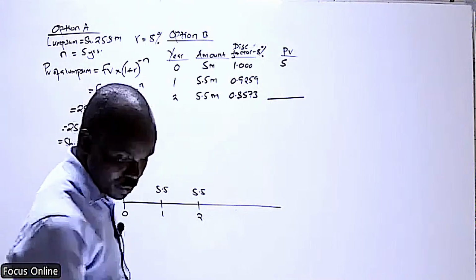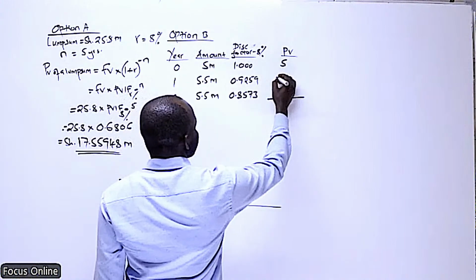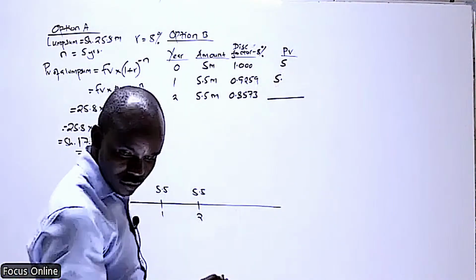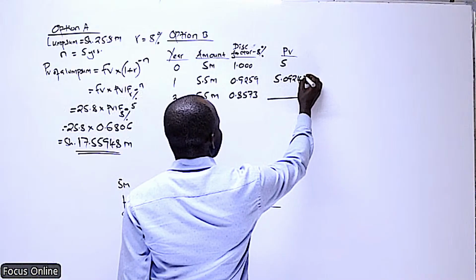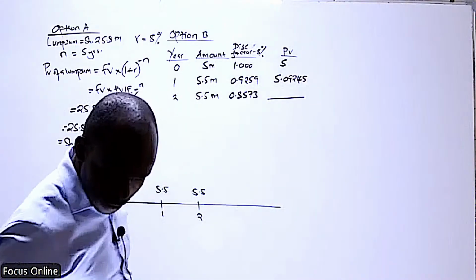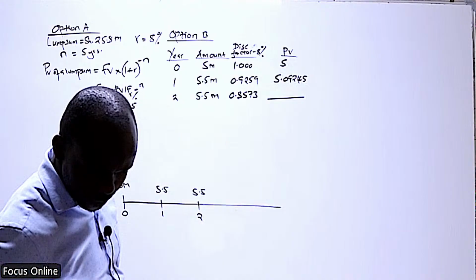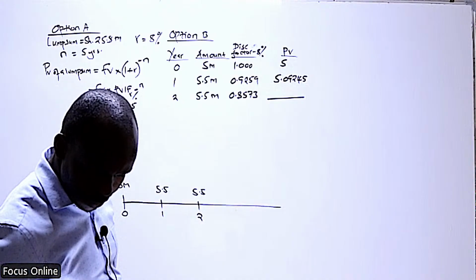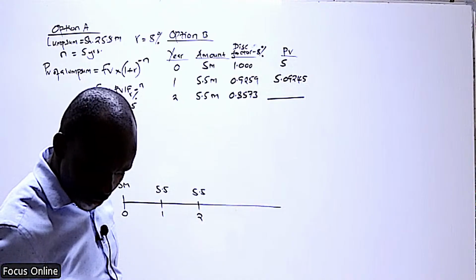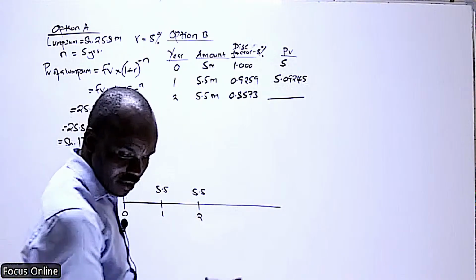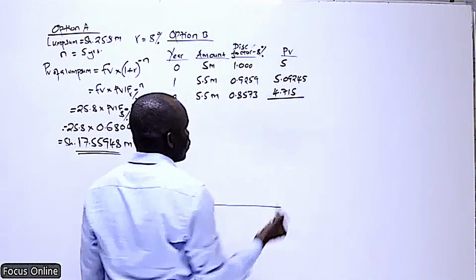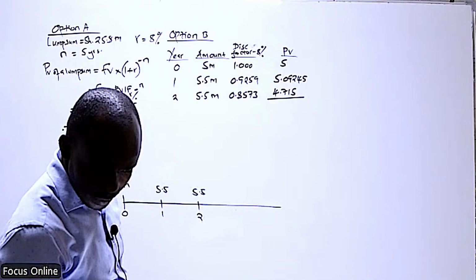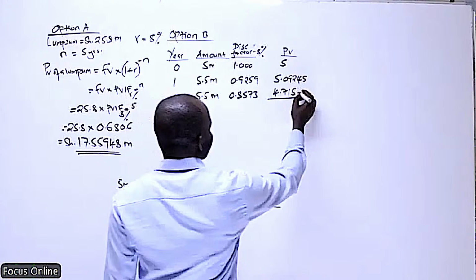So this is 5.09245. The other one is 0.8573. 4.73, that is 4.715, 4.71515.